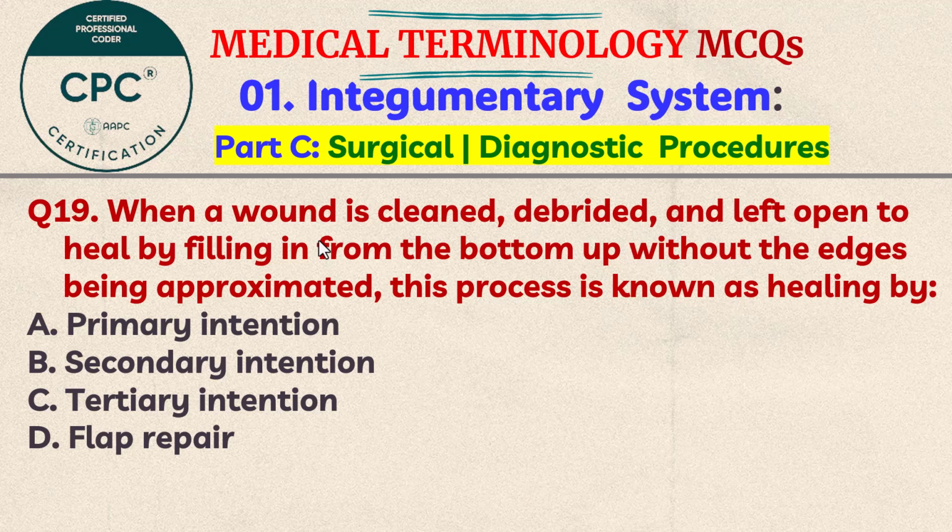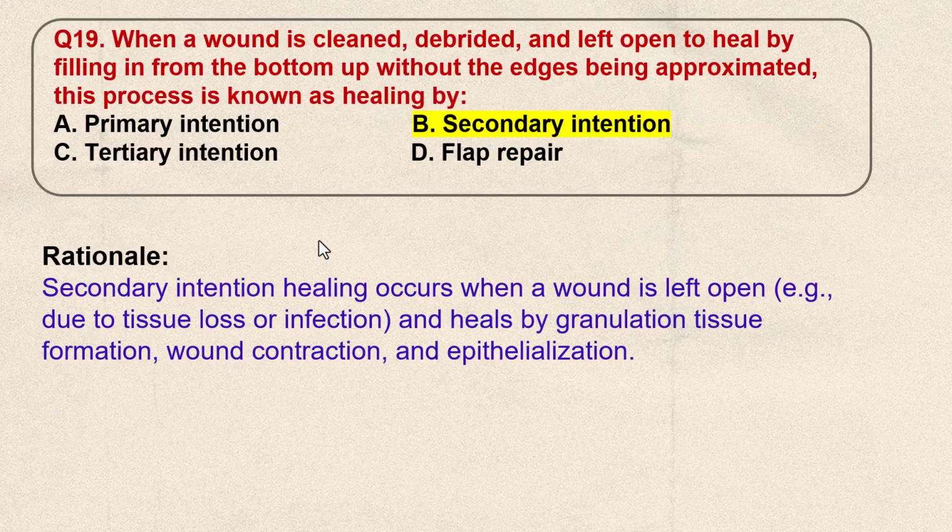Question number 19. When a wound is cleaned, debrided, and left open to heal by filling in from the bottom up without the edges being approximated, this process is known as healing by A. Primary intention, B. Secondary intention, C. Tertiary intention, D. Flap repair. Think the answer. So the correct answer is B, secondary intention. Secondary intention healing occurs when a wound is left open, for example, due to tissue loss or infection, and heals by granulation tissue formation, wound contraction, and epithelialization.